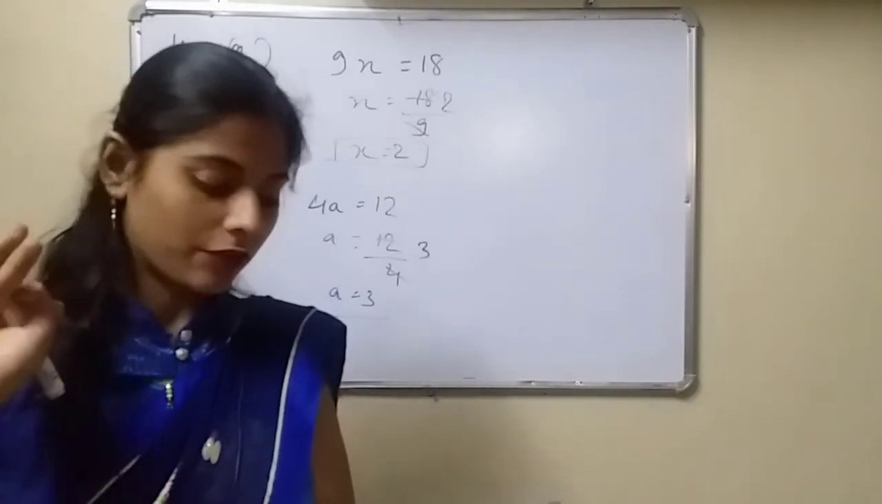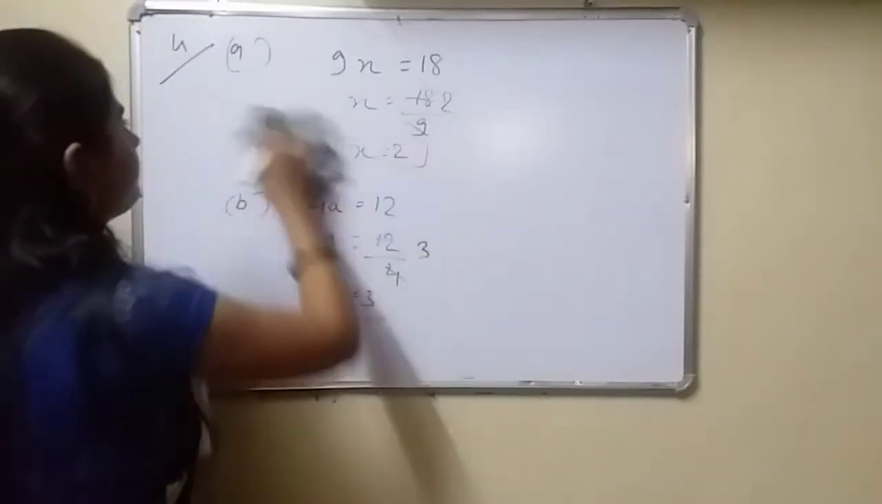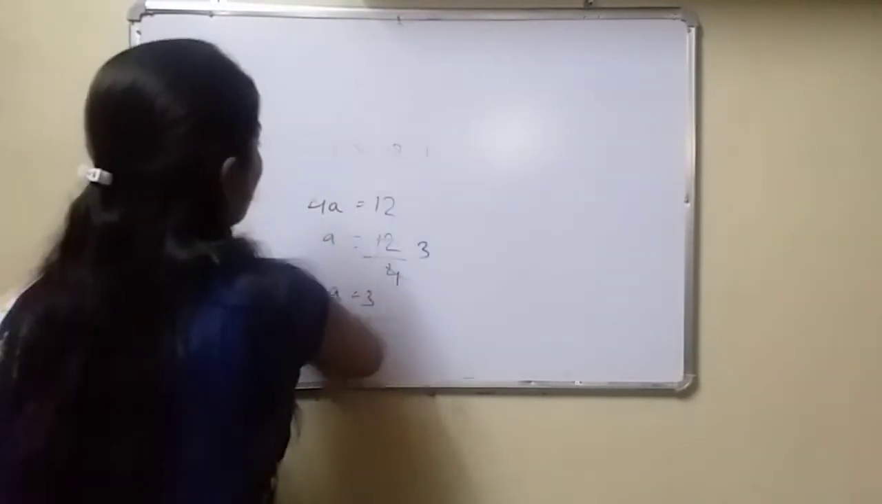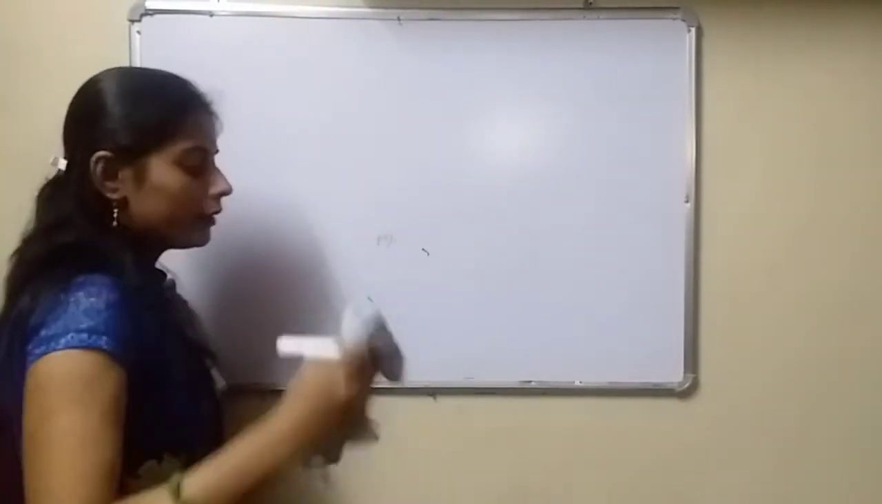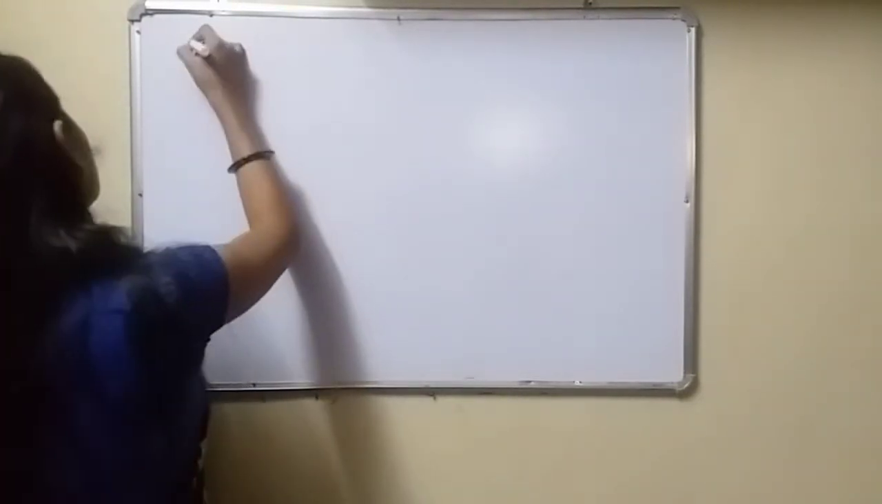See, question number 5 we will solve now. From an equation, here you have to make the equation, okay. After that you have to show what the number is after solving the equation. Now see, question number 5.